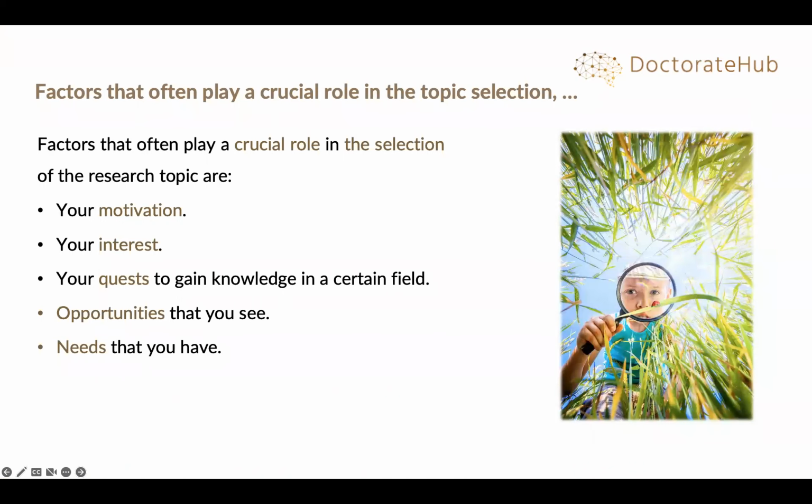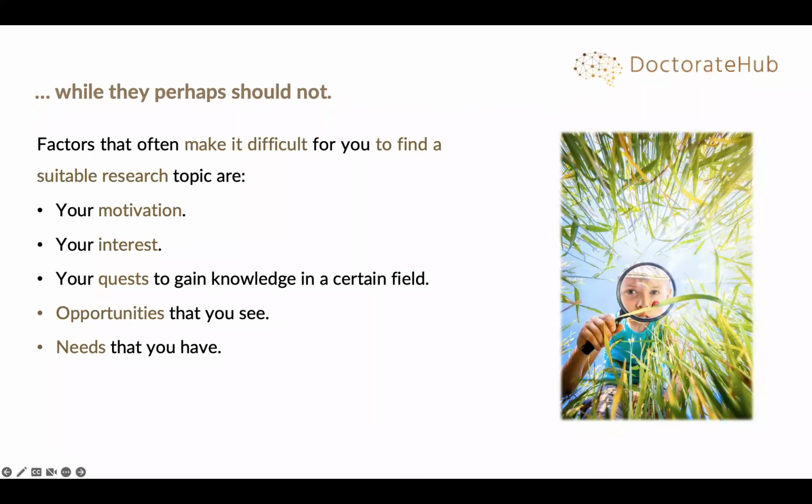Factors that often play a crucial role in the selection are exactly your motivations, your interests, your quest to gain knowledge, the opportunities and the needs that you have. And this is driving your research. And it's driving a lot of times the research into the wrong direction, because this is not what research is meant to be about. Factors that make it often difficult for you to find a suitable research topic are, spoiler alert, the very same.